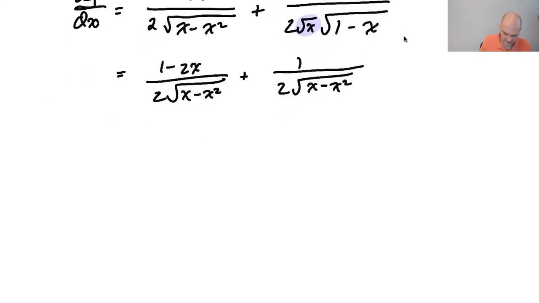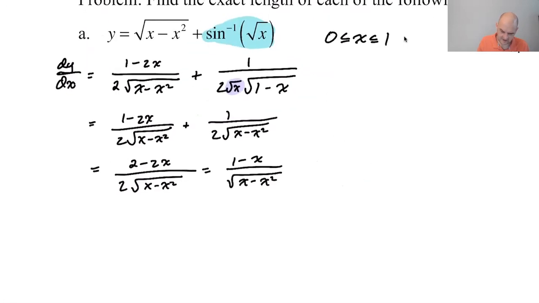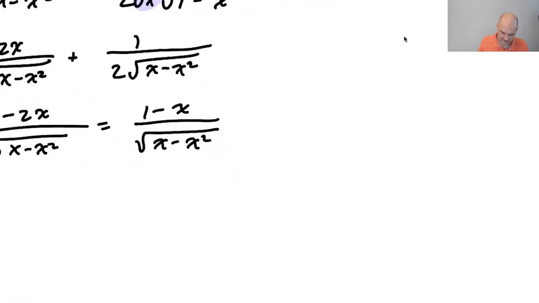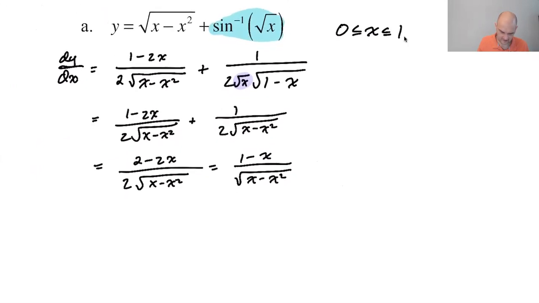All right, so now I get 2 minus 2x. Well, I could have simplified out that 2 root (x minus x squared). So 1 minus x over root (x minus x squared). Which actually, if you factor back out the radical x, it doesn't really matter because we're just going to do the next step anyway. So that's dy/dx. Good grief. Okay, so then we got to do something with that.